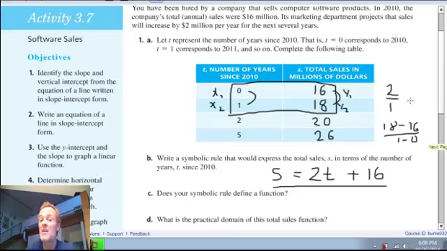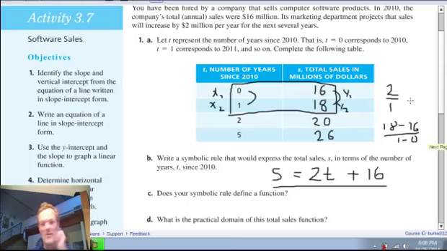The practical domain of this, well, it's between 0 and 5. For this one, years since 2010. If we start in 2010, that's year 0. I mean, 4 years will be this year, 2014. So that's kind of the practical domain.